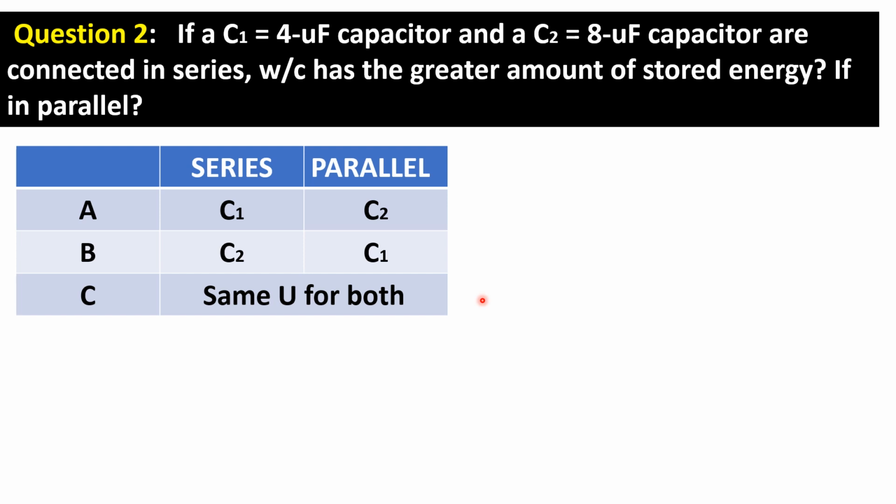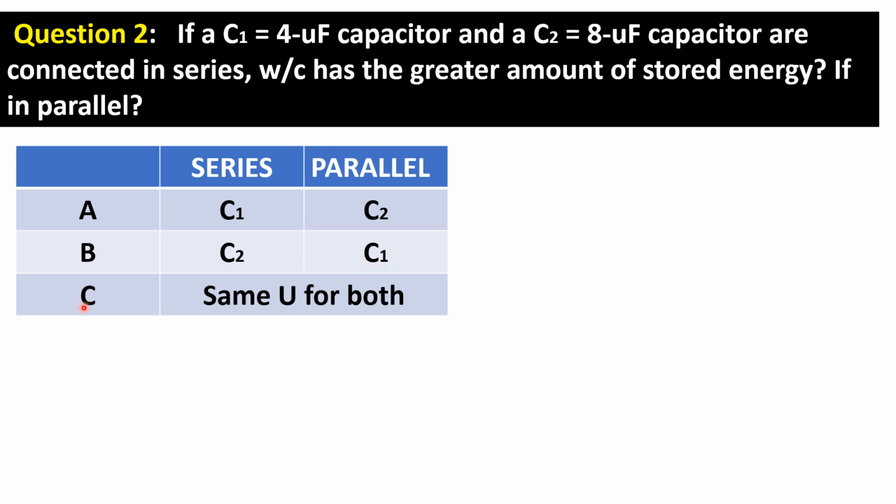All right. So, when they are in series, which capacitor has the greater amount of stored energy? Is it letter A, C1, capacitor 1, the one with lower capacitance, and when they are in parallel, is it capacitor 2, the one with the greater capacitance? Or option B, the opposite. For series, it is C2, and for parallel, it is C1.